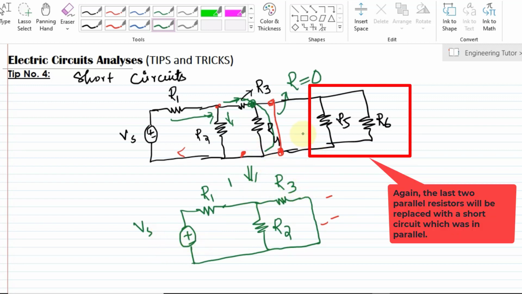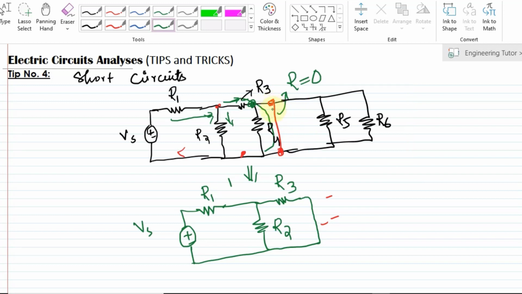So it will be the equivalent circuit here. What is the conclusion? The conclusion is, if a short circuit is placed across any parallel element, it will replace that resistor, and therefore that resistor will be neglected and all the current will flow through the short circuit. So that is the answer here, and that is tip number 4. Thank you so much, and I will see you soon.